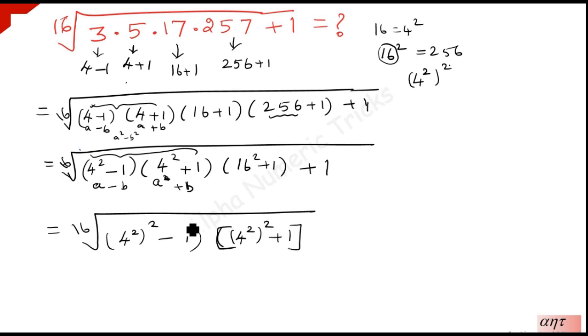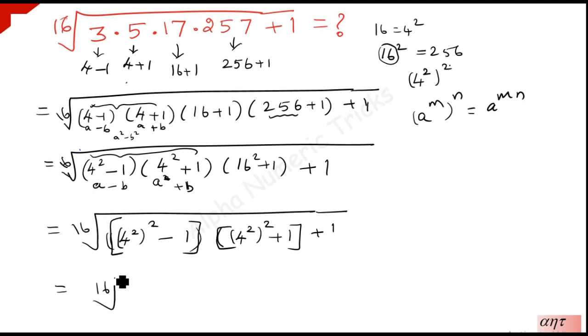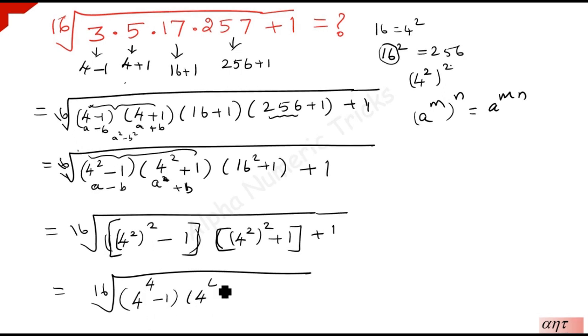You have this term and also this term, plus this 1 you have. Again, how will you write this one? Here also you have 4 squared the whole squared minus 1 and 4 squared the whole squared plus 1. Before using that, you know that a to the power m, whole to the power n, can be written as a to the power m times n. So we have the 16th root of, here you have this term as 4 to the power 2 times 2 is 4, minus 1, times 4 to the power 4 plus 1, plus 1 you can write.